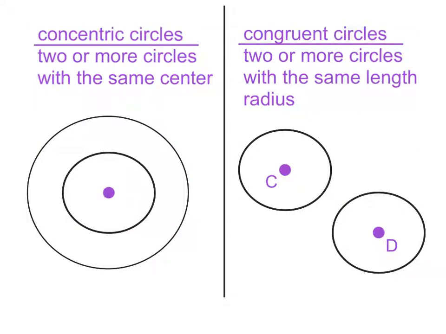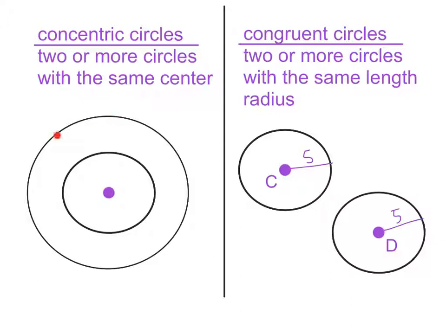One last little bit of vocab. I want to point out the difference between concentric circles and congruent circles. Congruent circles are just two circles that are the same size. They have the same length radius. So if circle C has a radius of 5 centimeters or 5 inches or whatever it is, and circle D has the same radius, now these are congruent circles.